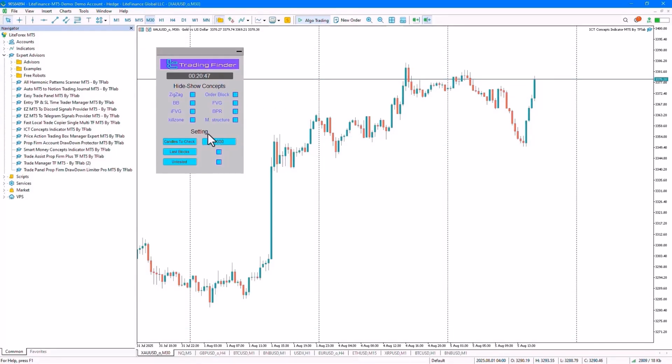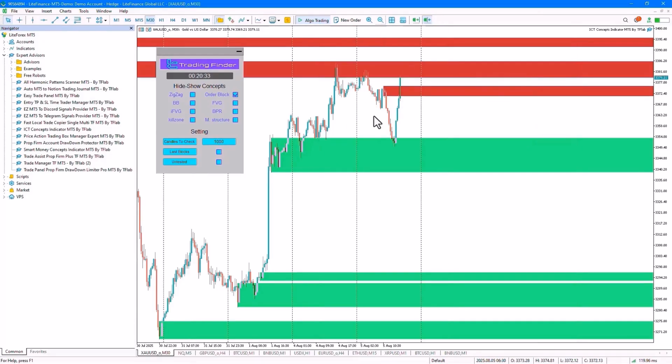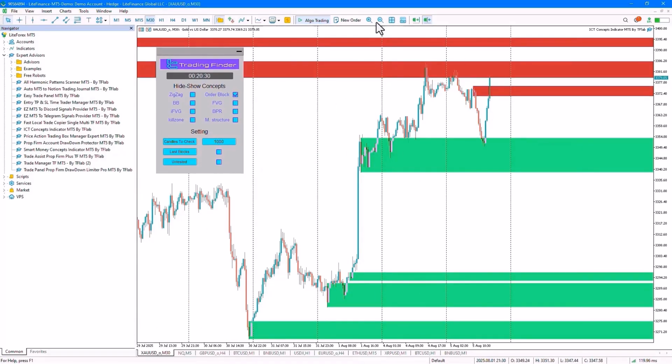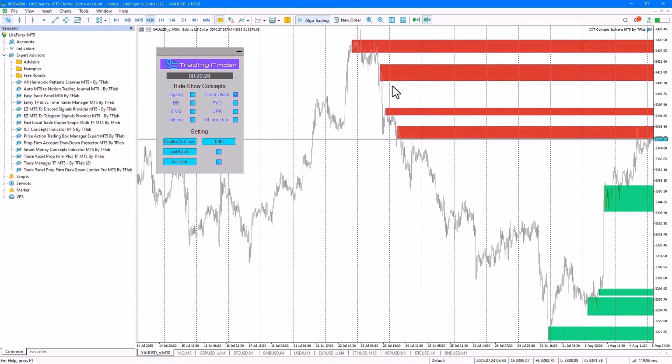At the bottom section, there is a setting area where you can set the maximum number of candles to be used for identifying and analyzing zones and areas, which is set to 1000 by default. This means that, starting from the current candle, the indicator reviews 1000 candles backward.